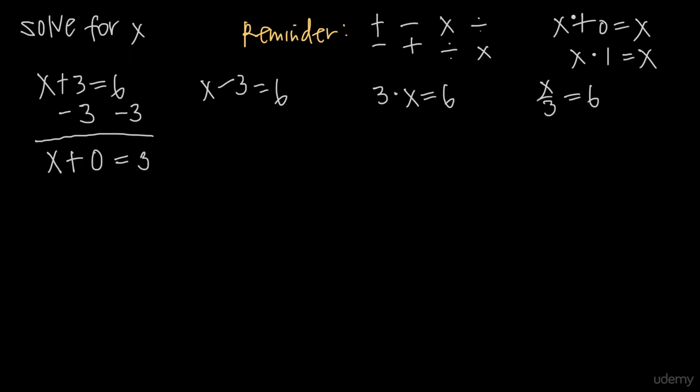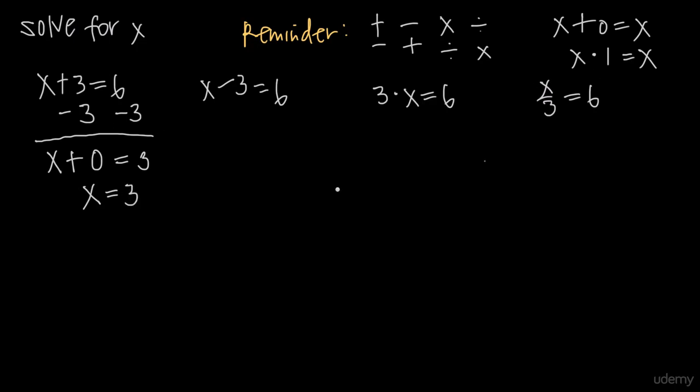Now I go over to my identity numbers. I know 0 is the identity number for addition or subtraction. Adding 0 to something doesn't change its value. So x plus 0 is still x, which means I end up with x is equal to 3. So that's going to be my solution to this problem.